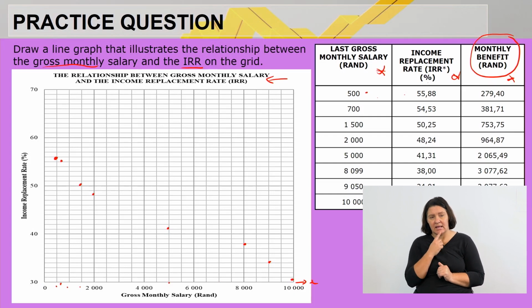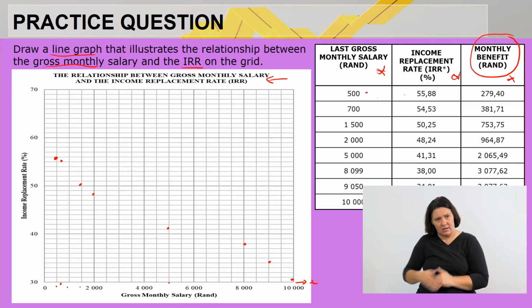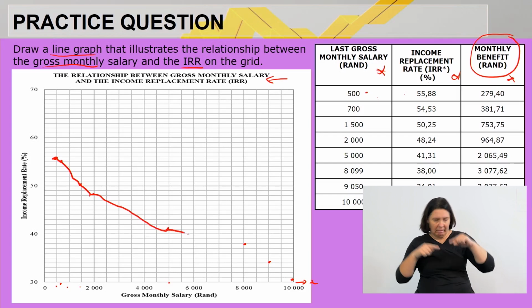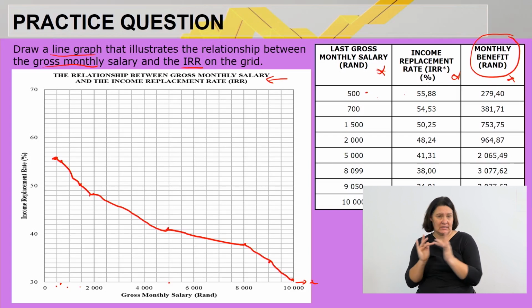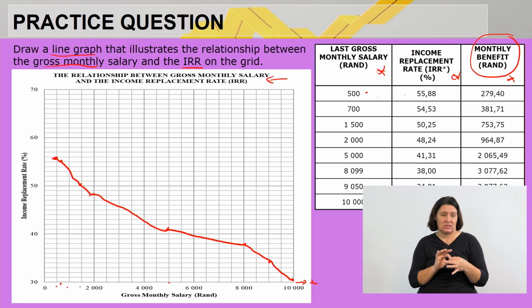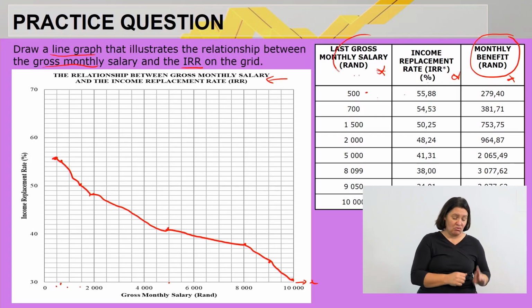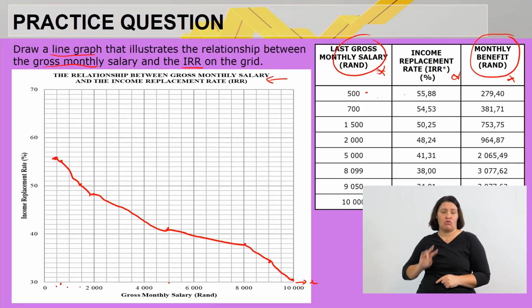All right, so it says draw a line graph. So what do you do now? You take your ruler and you combine all these dots. So therefore I'm going to do this, and remember, forming a straight line. Okay, mine at this point in time is not, so you will use your ruler and combine. Okay, so there we have a line graph that illustrates the relationship between the gross monthly salary in rand as well as your income replacement rate indicated as a percentage.